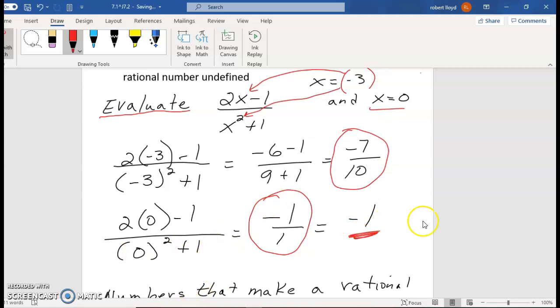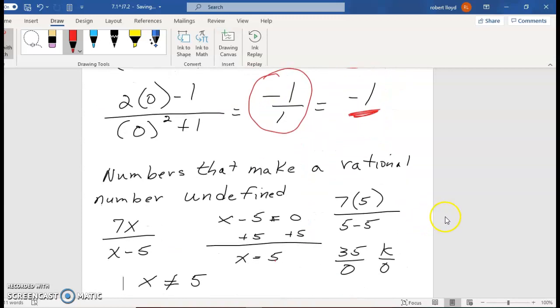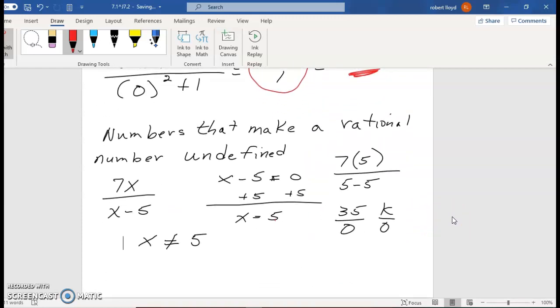The next part, numbers that make a rational expression undefined. So what we don't want is the KO right here. We don't want a number in the numerator and 0 for the denominator. So what we do then is take our denominator and set that equal to 0 and solve it.